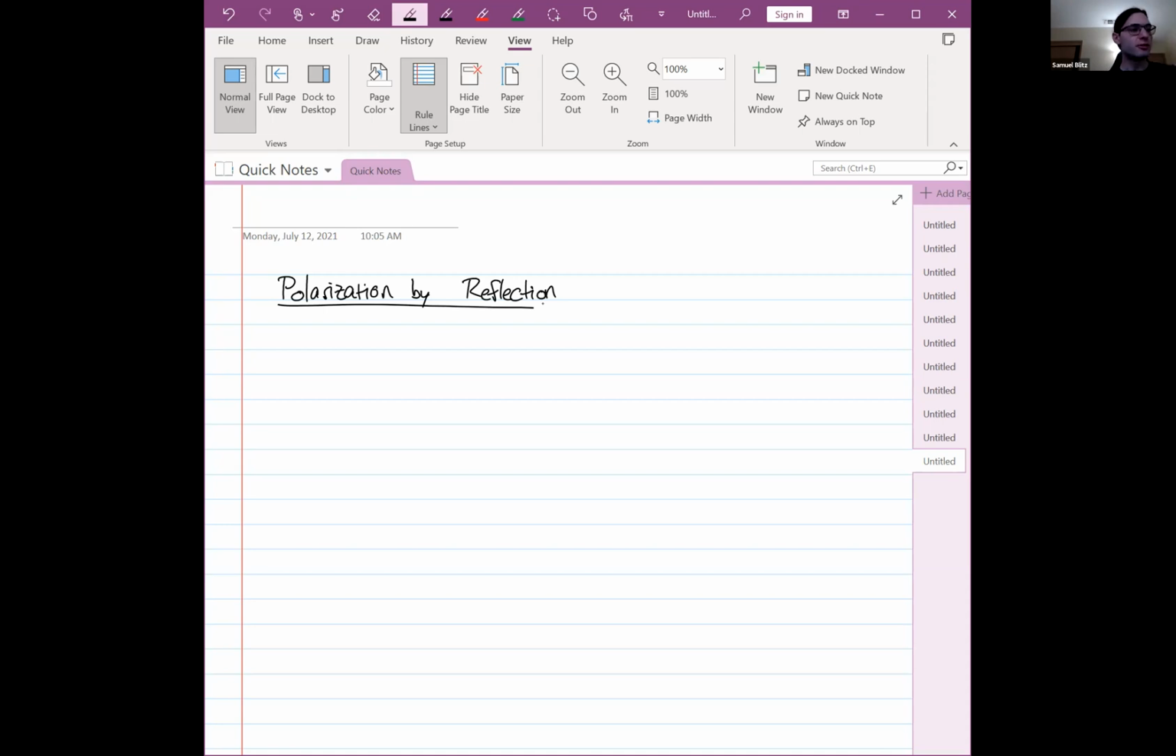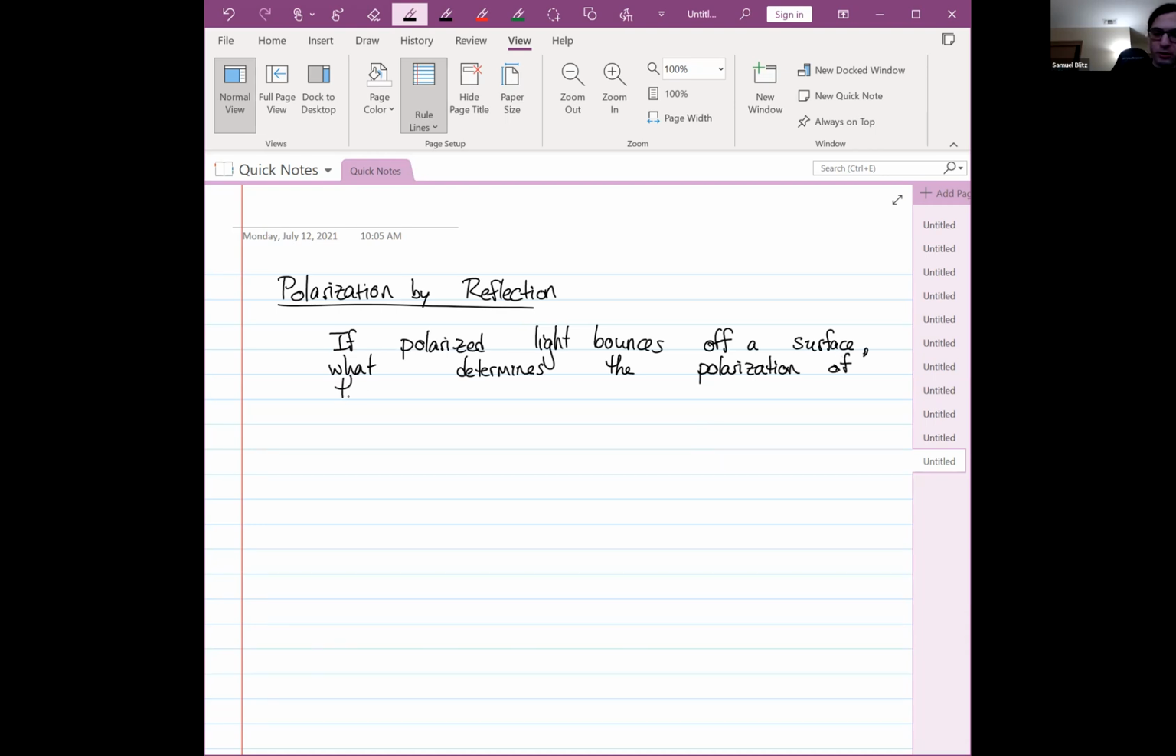So we know that light can have a polarization, right? So a reasonable question to ask would be, if polarized light bounces off of a surface, what determines the polarization of the returning light? Now, you might say, well, it's just the same, but what if it can't be? I'll draw a diagram in a little bit that indicates that it can't be.